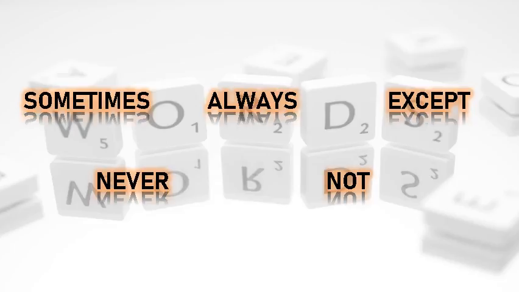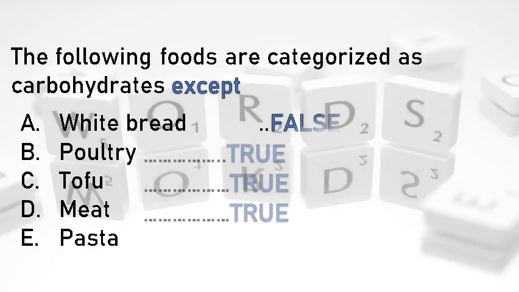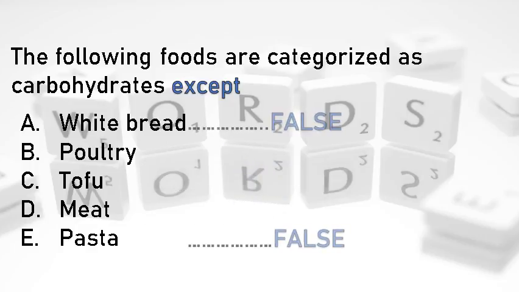For instance, if a question such as this is asked, the following foods are categorized as carbohydrates, except. In a true or false type of answer, any of the options given that is not a carbohydrate is true, while those that are carbohydrates are false. So do pay attention to such keywords as you attempt any question.